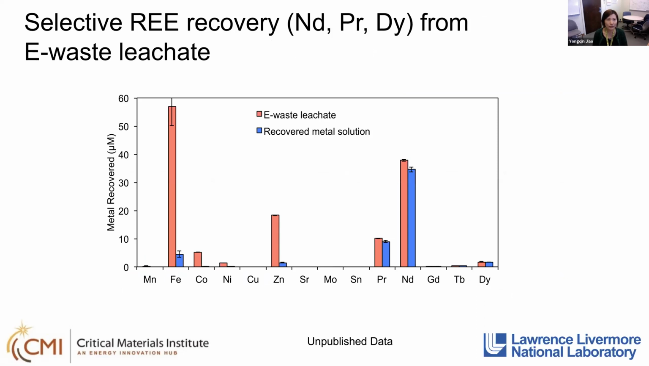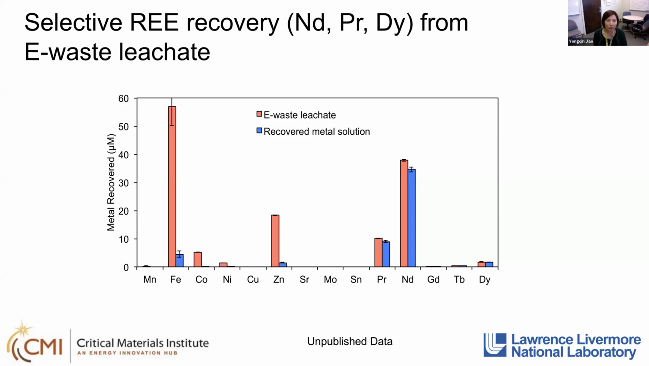And here, this graph shows the performance with an acid leachate of electronic waste, which is from the speakerphone of mobile devices. The y-axis is the metal concentration in micromolar, and the x-axis shows the different metals. The red columns are the leachate composition as a feed solution, and you can see that it has a lot of non-rare earth metals such as iron, nickel, zinc, and cobalt. The blue columns show the metal composition in the recovered solution after one round of absorption-desorption, showing that we recovered most, if not all, of the rare earths, including Pr, Dy, and Nd, and eliminated most of the non-rare earth metals.